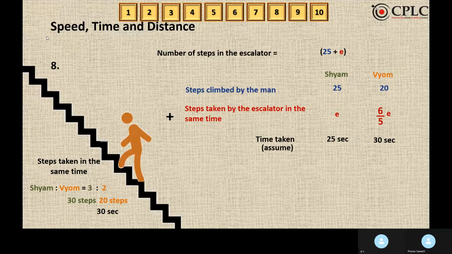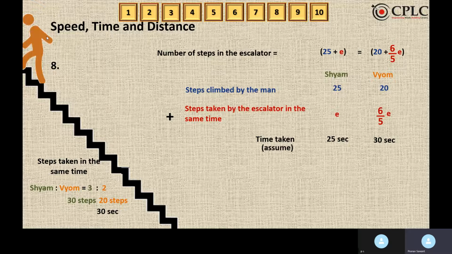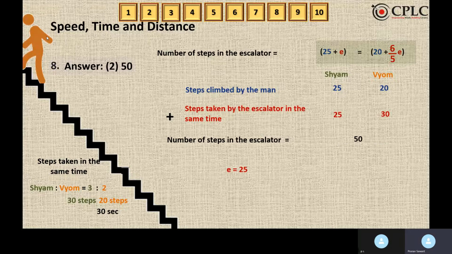Now, we have the number of steps in the escalator, that is 25 plus E is equal to 20 plus 6 by 5E. Solving this will give us the value of E. So E is equal to 25. So in case of Shyam, steps taken by the escalator in the same time is 25, and in case of Vyom, it's 30. Number of steps in the escalator is equal to 50 steps. Hence option 2, 50 is the answer.